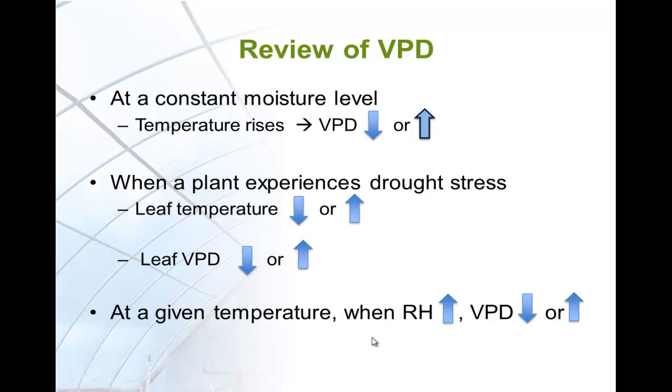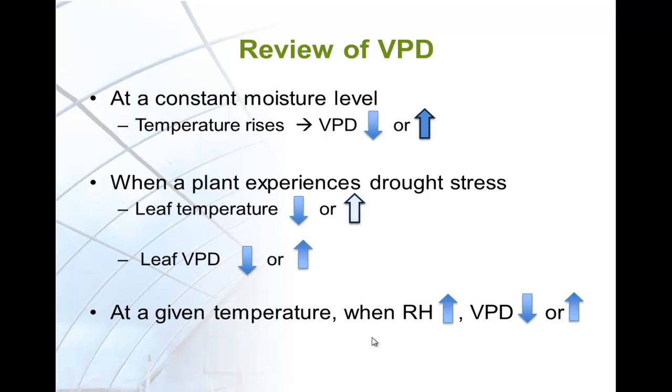Next question: when a plant experiences drought stress, does the leaf temperature go down or go up? When a leaf is experiencing drought stress, that means it does not have enough transpiration. And when plants do not have enough transpiration, they cannot dissipate heat, and the leaf temperature goes up.